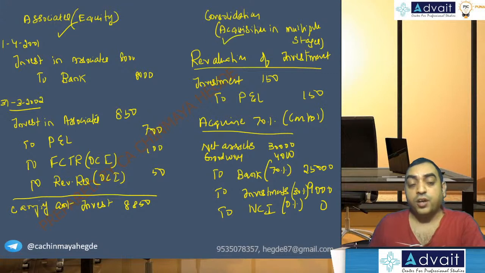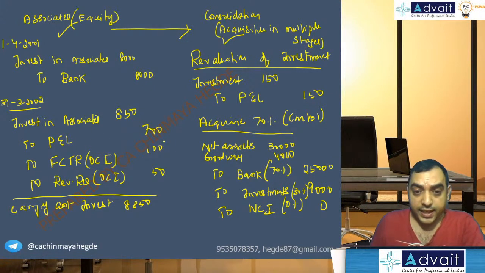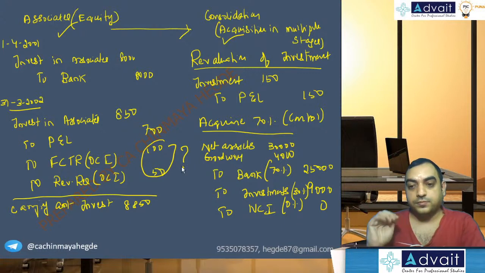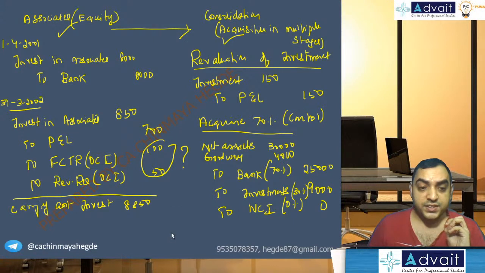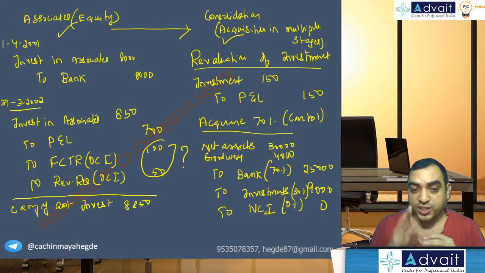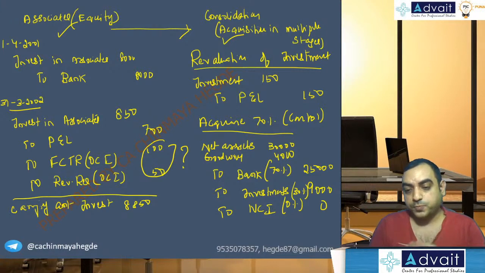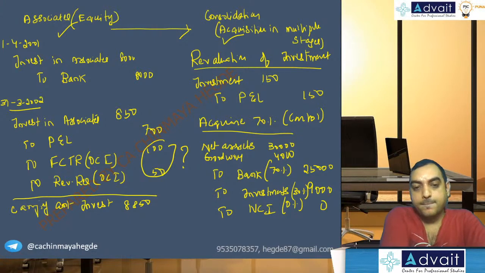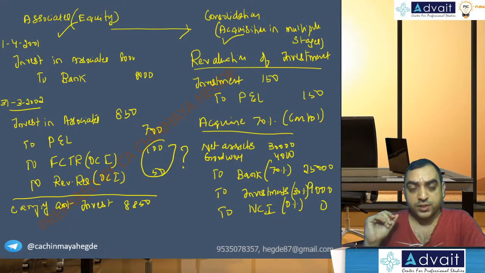So, this is the accounting for associates. This is the accounting for consolidation. But with associates becoming holding subsidiary company, this element should be reconsidered. What will happen to FCTR and what will happen to OCI? That is what we need to reconsider now. Okay, so far are you clear? Any questions?